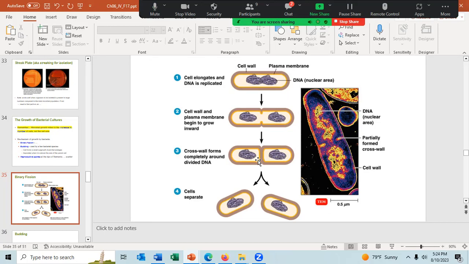And then the cell will split and divide, assuming they're not going to be attached to each other, they will become two independent cells. Any question about binary fission?